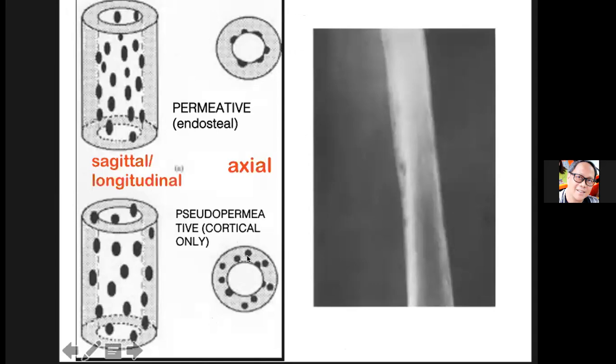And since they are surrounding the medullary region, they can appear as if the medullary region is involved. Whereas permeative can involve at least the endosteum, and it may show the same pattern as a pseudopermeative. So just be mindful of that.